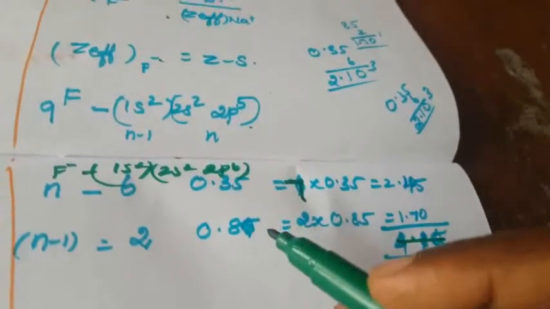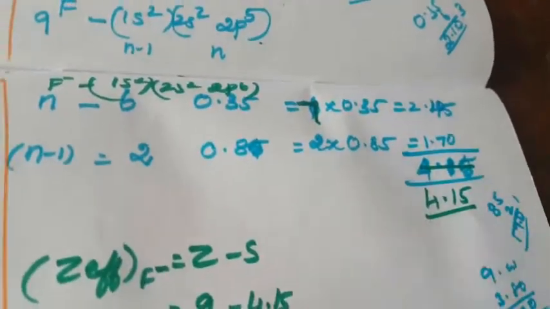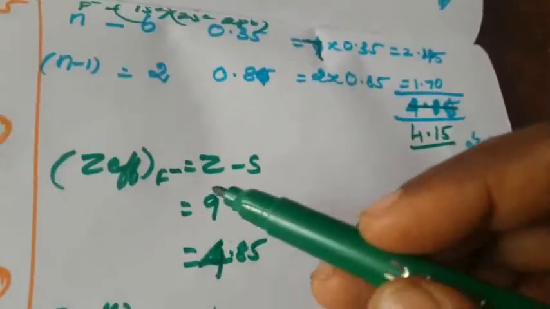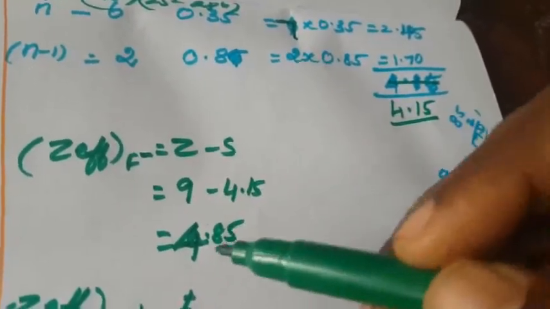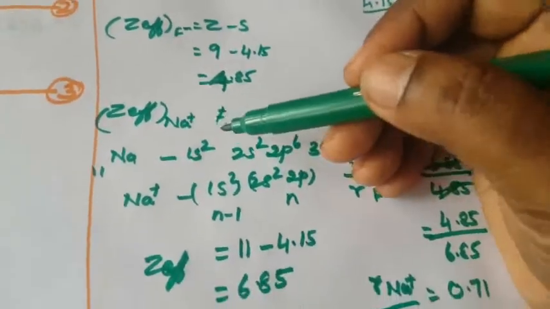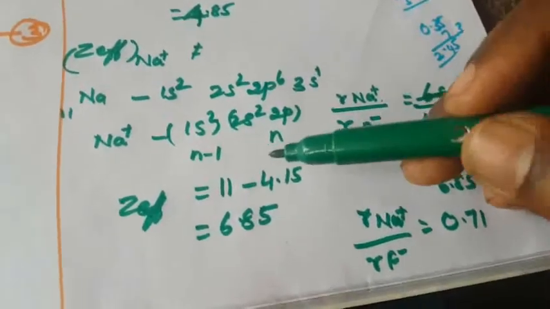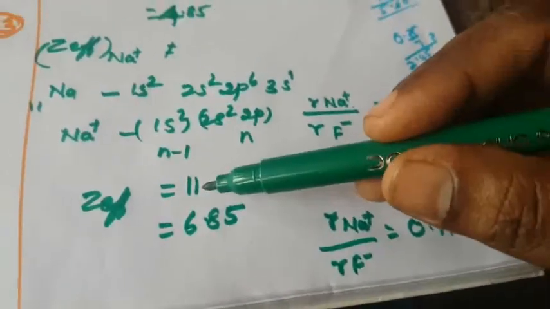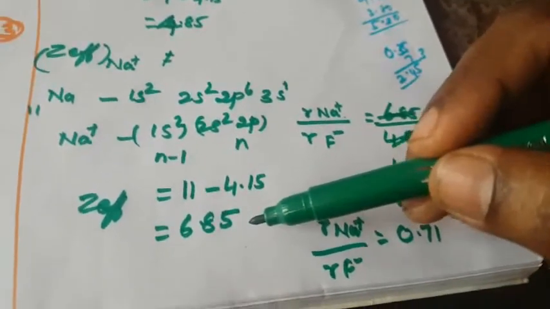So again 0.85 times 2 electrons equals 1.70. You are adding that one. So that is the effective nuclear charge of F minus: atomic number of fluorine 9 minus 4.15, that is 4.85. Effective nuclear charge of Na plus: again sodium 11, the same electronic configuration. That's why I am directly writing atomic number of sodium 11 minus 4.15, that is 6.85.